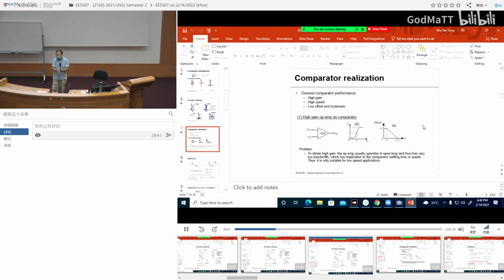An op-amp has two inputs and one output, and if you design it properly, it has high gain. So one way is to just use a high gain op-amp as a comparator. The gain must be high because that determines the uncertainty region. First, let's go back to see what we want out of a comparator. We want very high gain because of the uncertainty region. Second, we want high speed. That means your comparator must be able to make a comparison fast. Why?